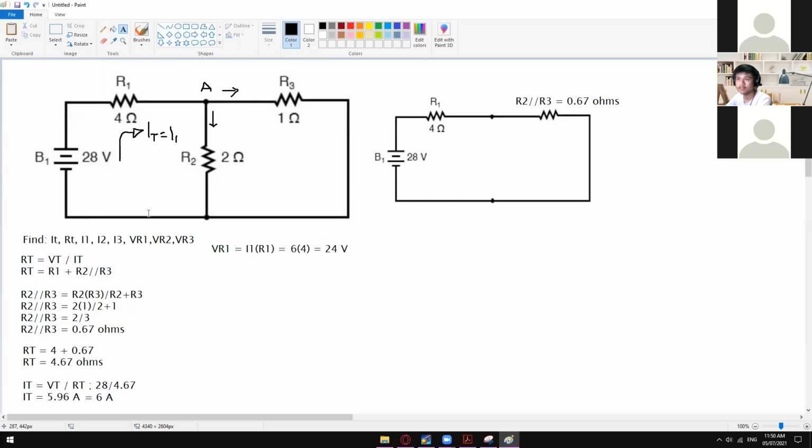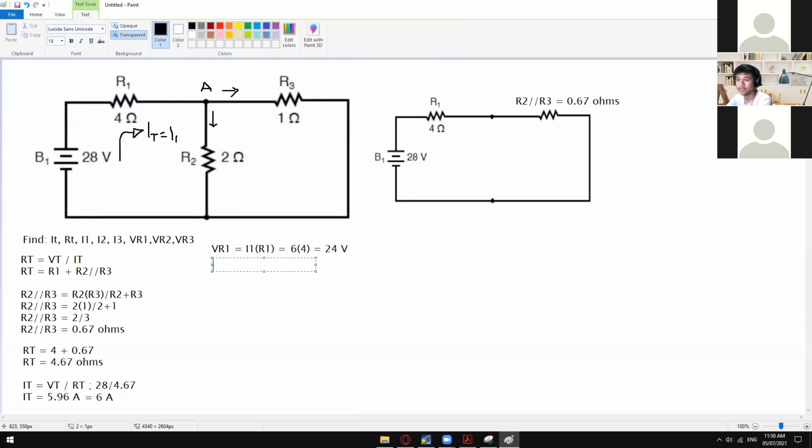Okay. So as you guys can see right here, if we have a voltage drop of 24 volts, we can now have a potential voltage at letter A of exactly 28 minus 24, which is equal to 4 volts. So to do that, let me just write here the solution. Let's say potential voltage at VA.